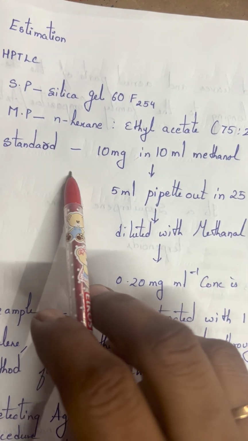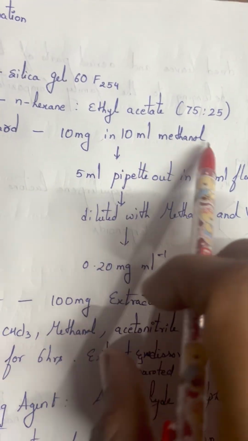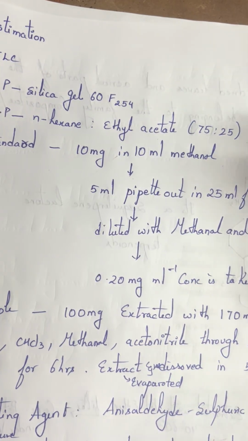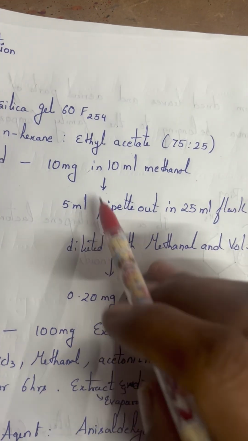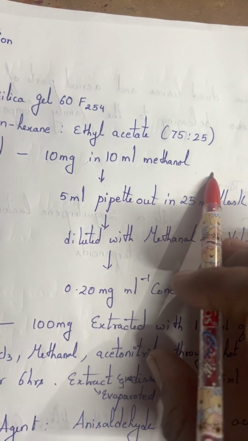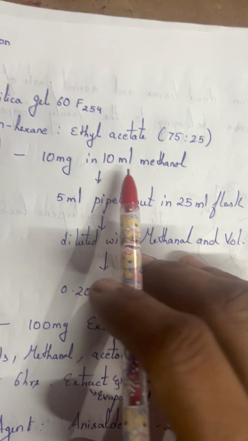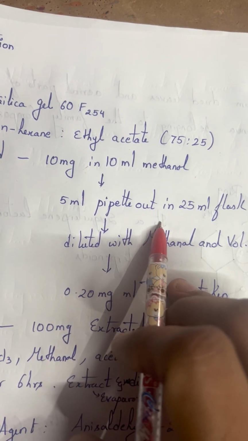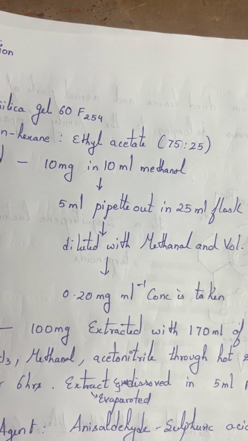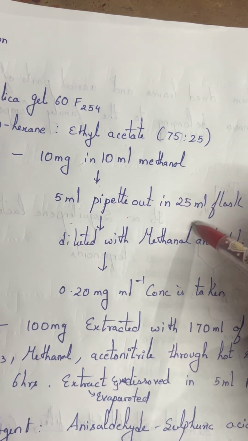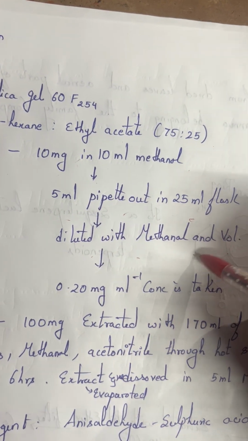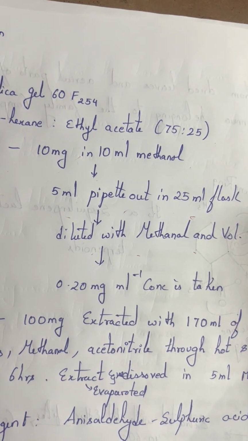Next, coming to the standard, 10 mg in 10 ml methanol is taken. How do you prepare the standard solution? Firstly you take 10 mg of the standard in 10 ml methanol, and then from that you pipette out 5 ml into a 25 ml conical flask. Now you have to dilute it with methanol and make the volume up to 25 ml.